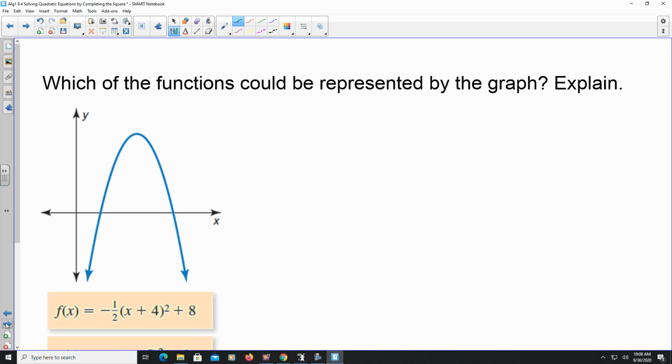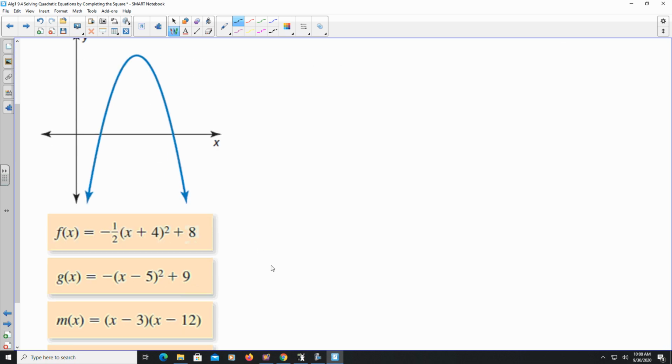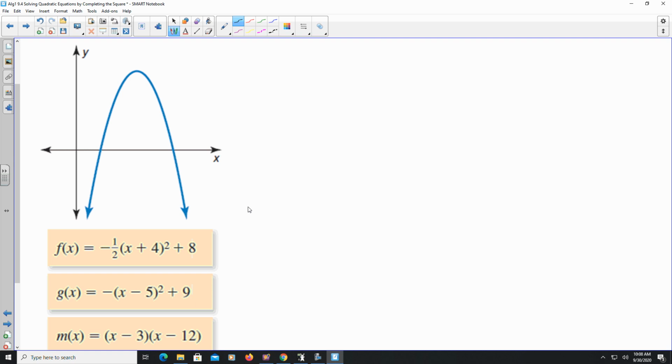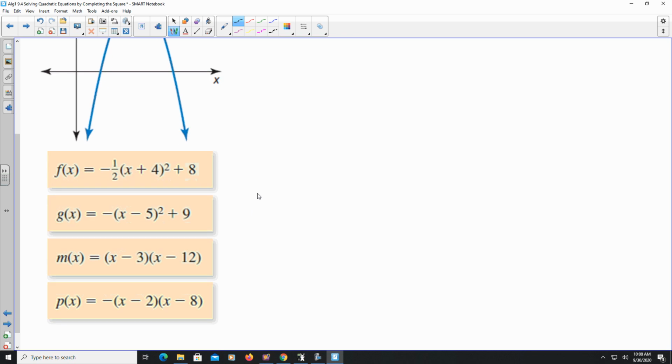Last thing here, it says which of the functions could be represented by the graph, and it says explain. So I have four possible functions for this. Looking at this graph right now, I know that a is negative because it's going downward. So anywhere that a is positive is eliminated. So already that's eliminated.